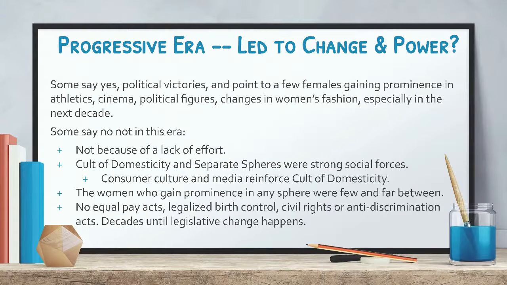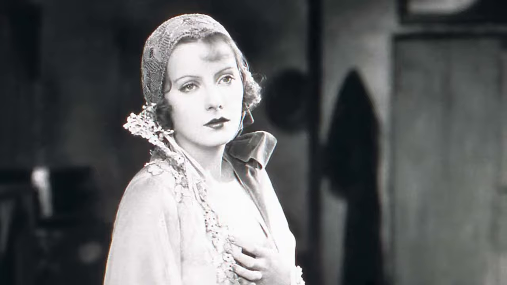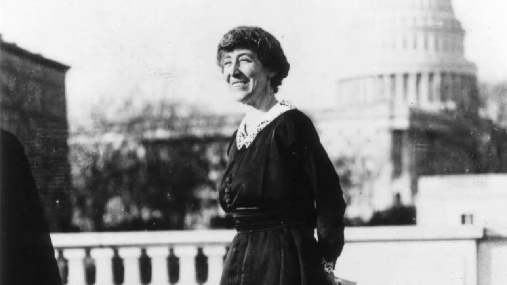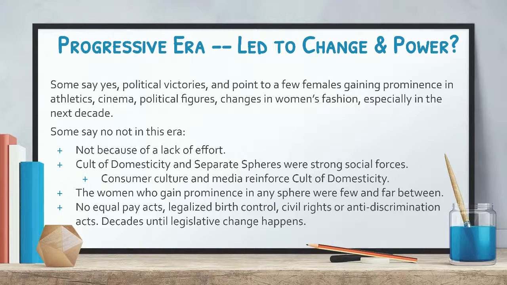So we covered a lot of topics in the Progressive Era, from muckrakers to fashion and amendments. It is worth taking a moment to ask the question: did the era lead to significant social changes and a shifting of economic and political power to women? There are arguments on both sides. The yes side could point to political victories themselves, and that in the 1920s, a few females will gain prominence in other areas, like athletics and cinema, along with a few women elected to Congress, like Jeannette Rankin, and also the changes in women's fashion.